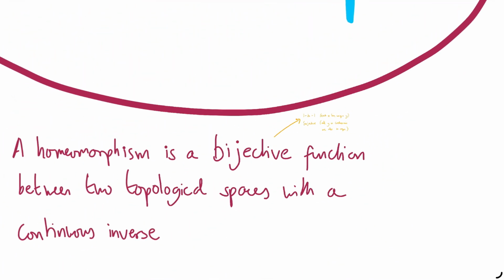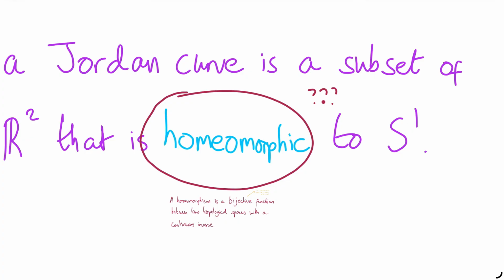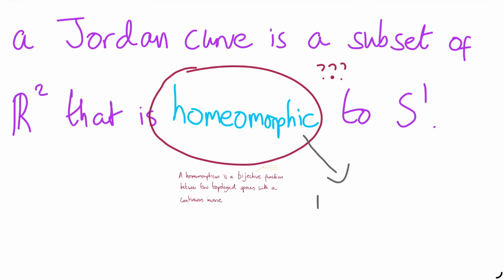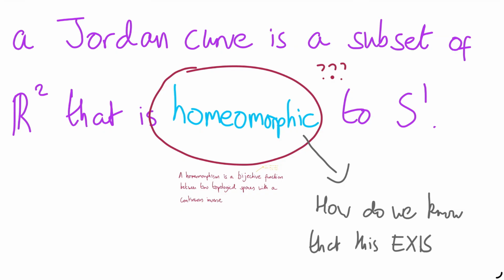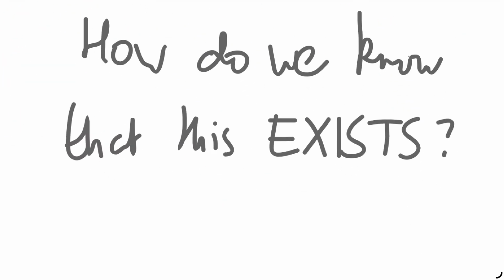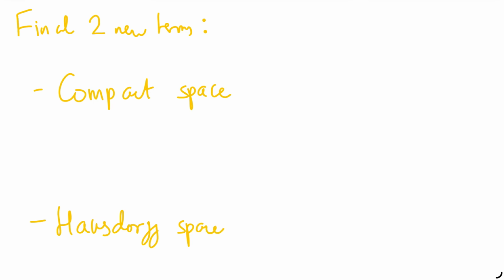So that's cool and all, but how do we actually know that a homeomorphism exists between our one sphere and a given subset of R2? How can we be sure that when we move between the circle and all manner of funky shapes, we don't end up doing something that means it doesn't have a continuous inverse? Well, we can resolve this issue by introducing a final pair of terms, a compact space and a Hausdorff space.